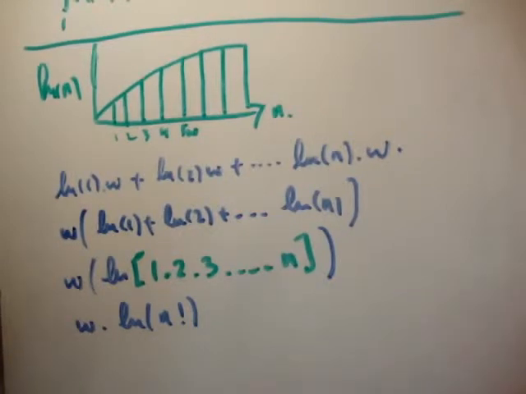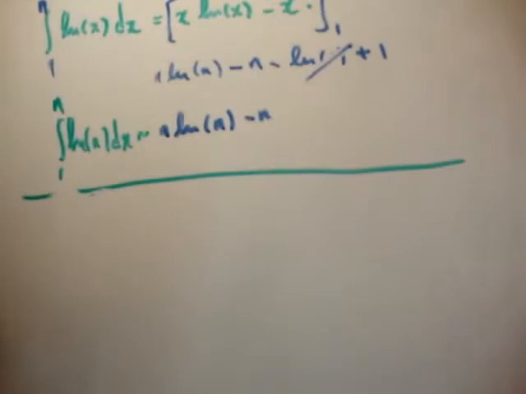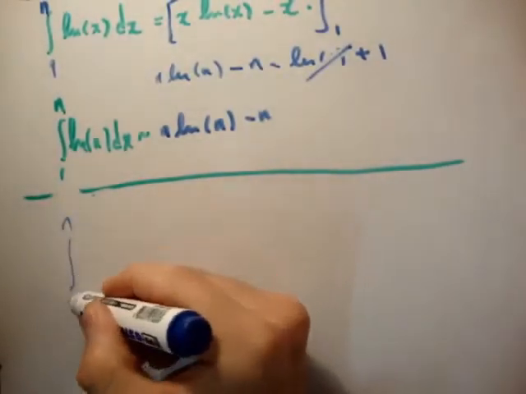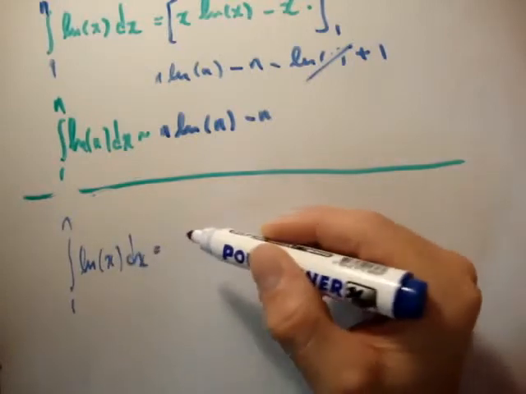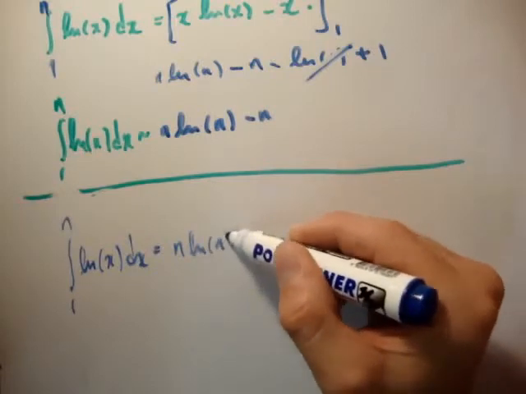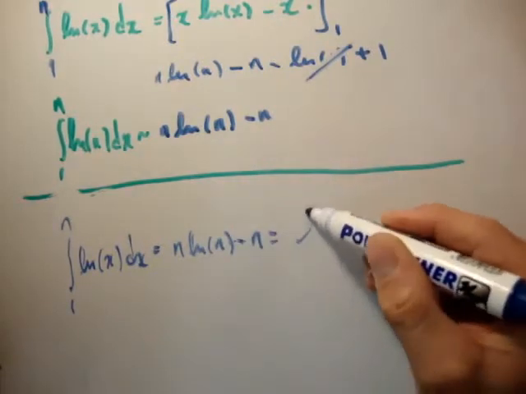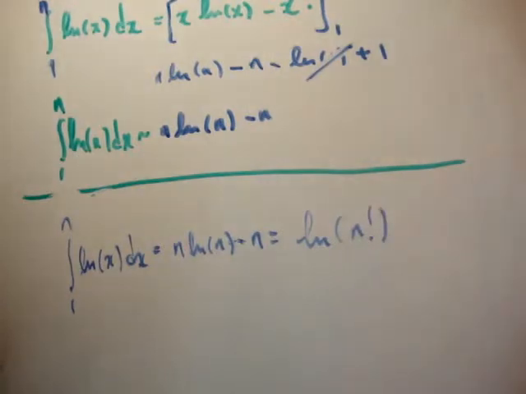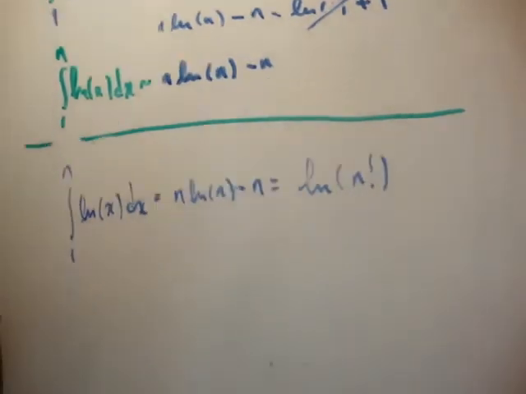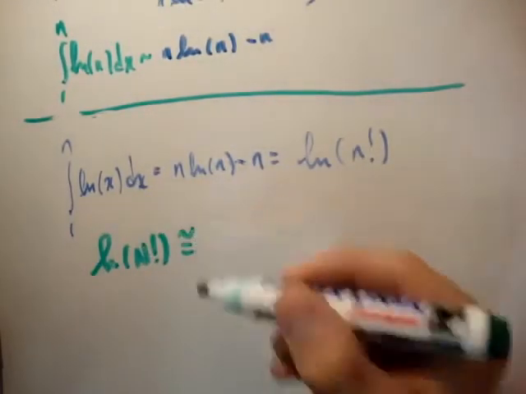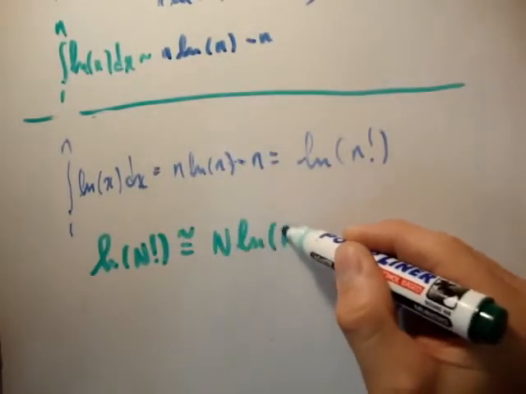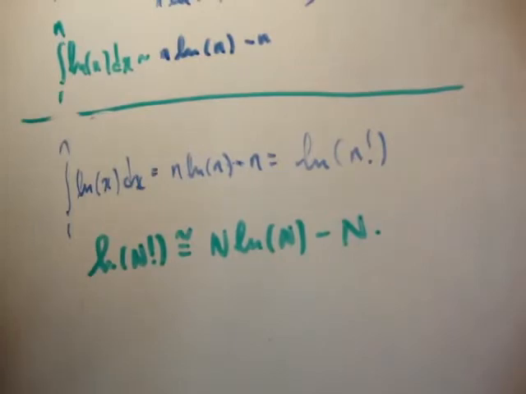So the whole point of this is we can now make Stirling's approximation. In Stirling's approximation, the integral from 1 to n of the natural logarithm of x dx is equal to n log n minus n, which is equal to the natural logarithm of n factorial. So from now on, if you see the natural logarithm of n factorial, you should immediately write down that it's approximately n log n minus n, in the limit of large numbers.